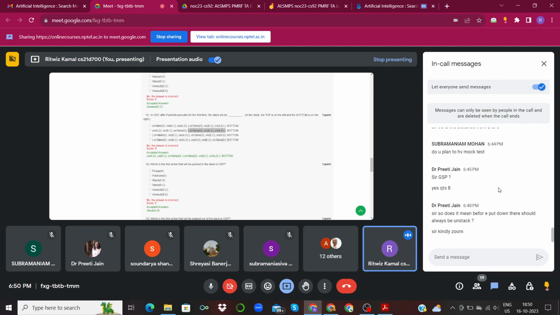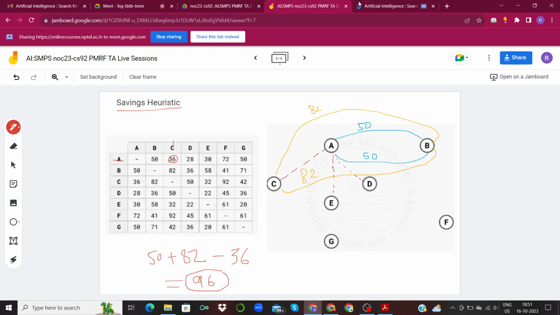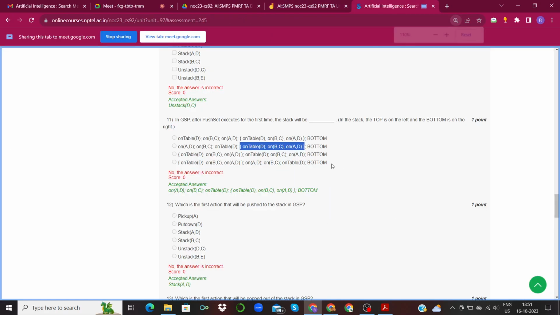So yeah, here the first item that we will be pushing onto the stack would be the first sub goal, which is on table D. Then the next thing that we will be pushing will be the next sub goal, which is on B comma C, and then the last sub goal, which is on A comma D. So your stack will be something like on A comma D. Behind that will be on B comma C, and then on table D, and then the total sub goal, the compound goal, and then the end marker of the stack. So the second option is the correct solution in this case. Yeah, I will zoom in a bit.